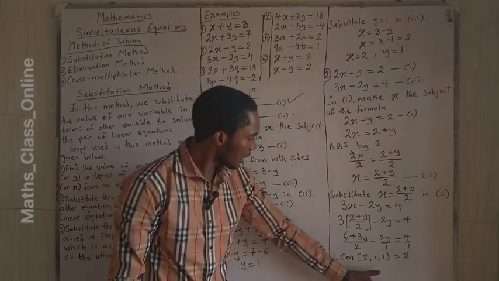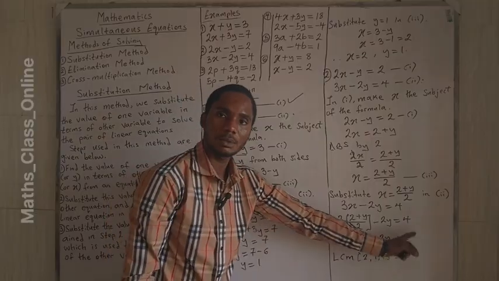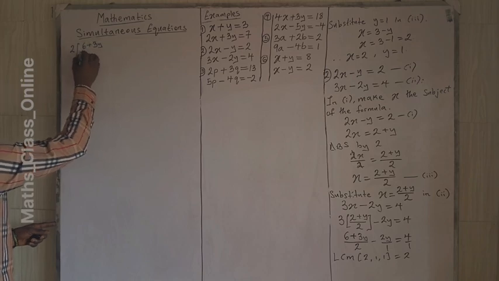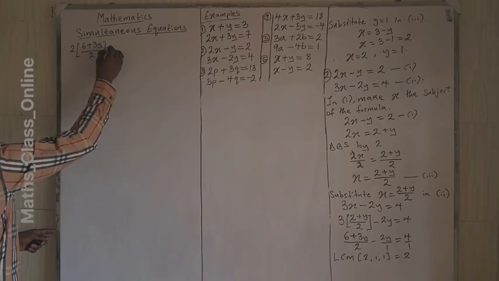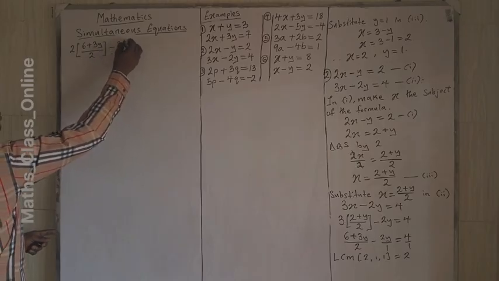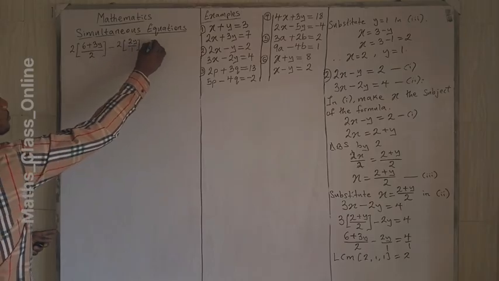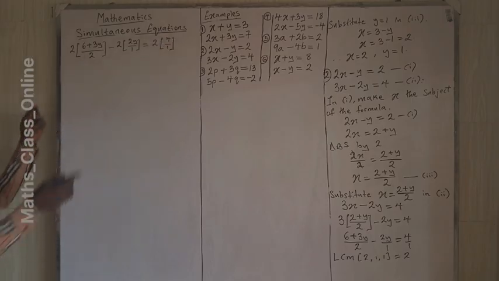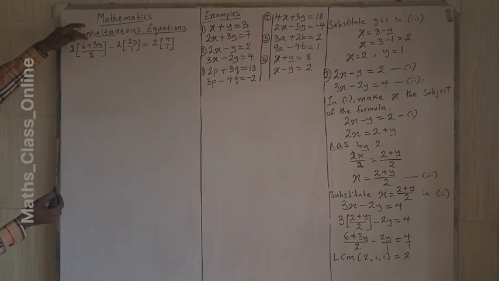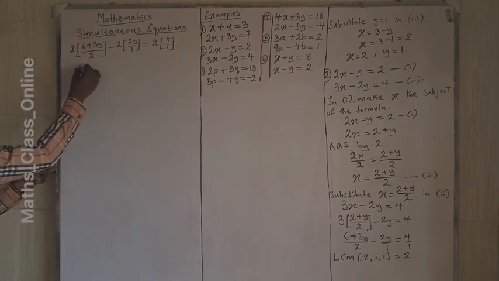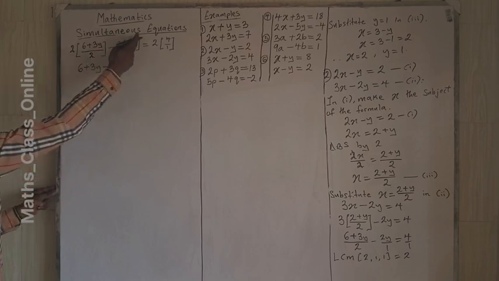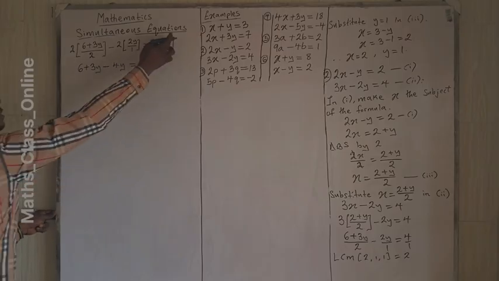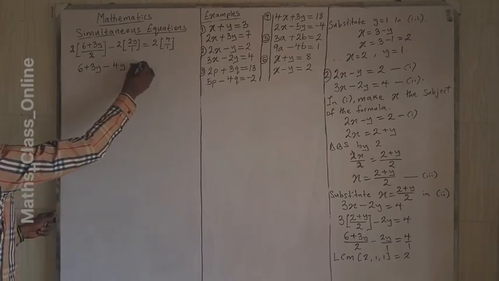Now the next thing is use the LCM, which is 2, to multiply each fraction. These 2 can cancel these 2. Now we have 1 outside. 1 multiplied by what we have at the numerator, it will still be the same. That is 6 plus 3y minus 2 multiplied by 2y, that is 4y, divided by 1, still 4y, is equals to 2 multiplied by 4, that is 8, divided by 1, that is still 8.